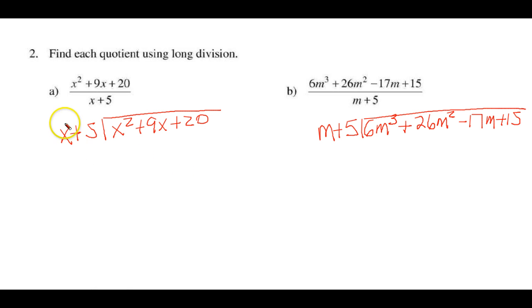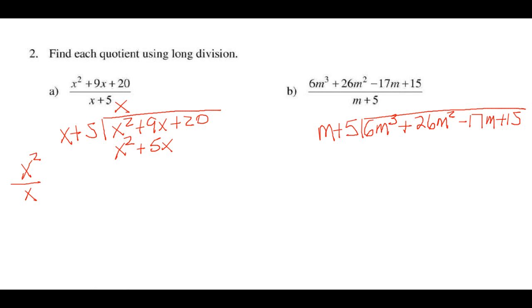Okay, now, how many times does x go into x to the second? Well, if you're not sure, you can use this technique. Just take x to the second and divide it by x, and it goes x times. We then take our x and multiply it by this. x times x is x to the second. 5 times x is a positive 5x. Now notice we have our like term columns.